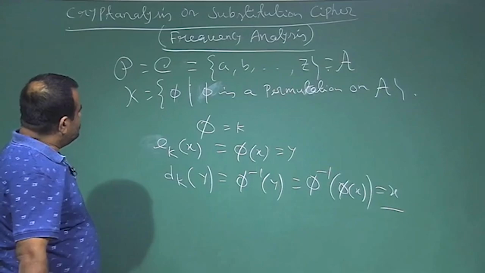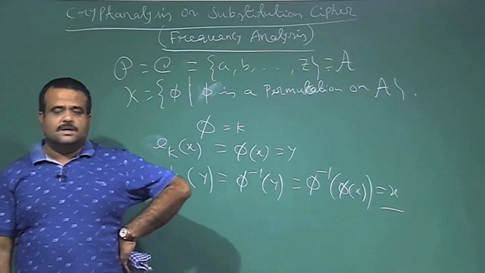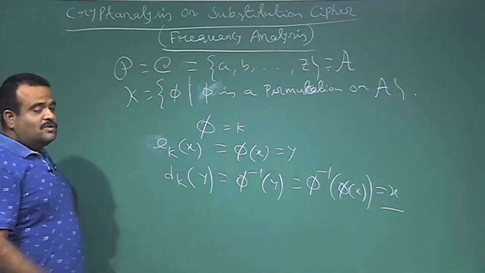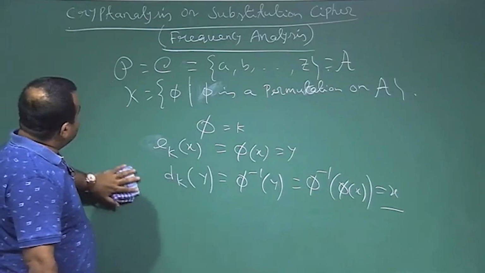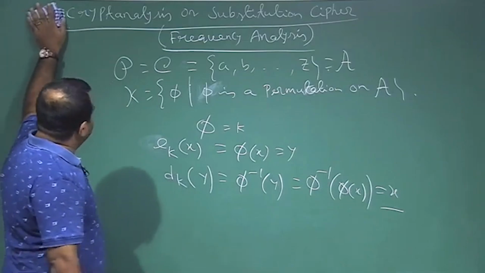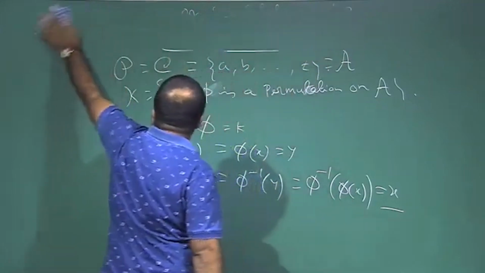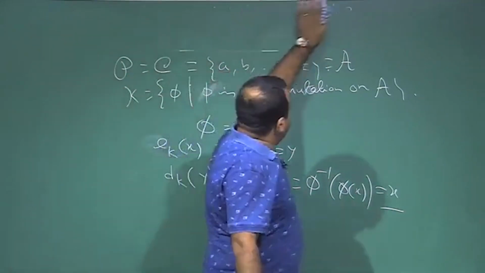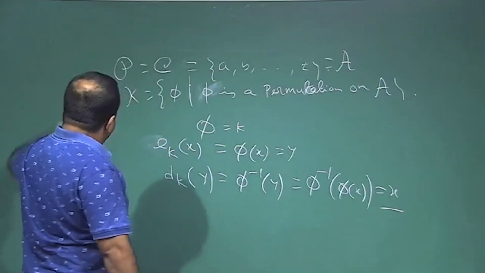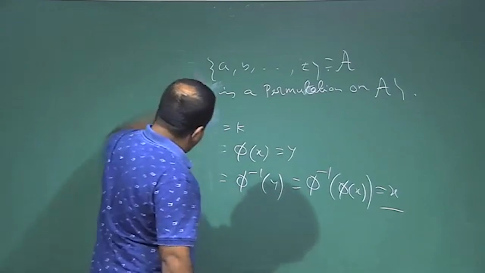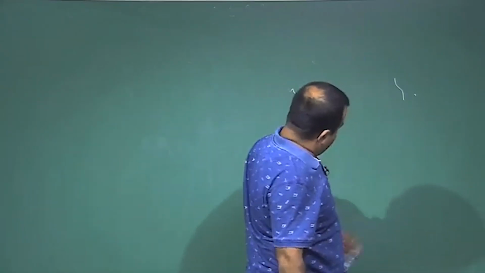Now, the key space is the set of all permutations on this set of alphabets. Now, the question is how secure this cipher is. So, we want to do the cryptanalysis, especially we want to do the frequency analysis on this cipher. So, let us talk about whether we can have a brute force attack or exhaustive search attack on this. Let us talk about the key space. So, what is the key space of this cipher?